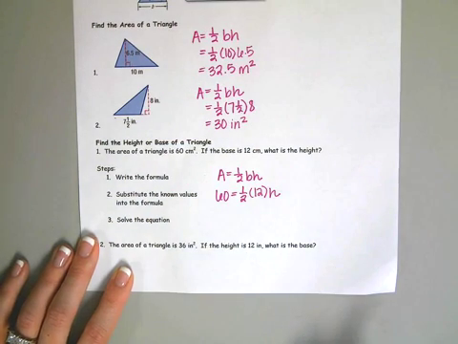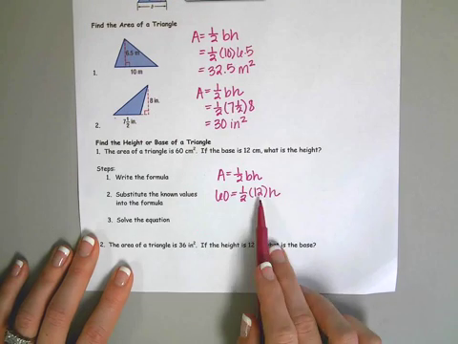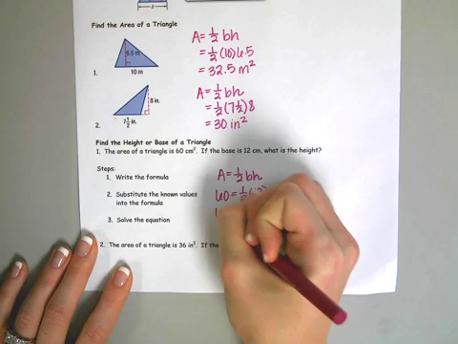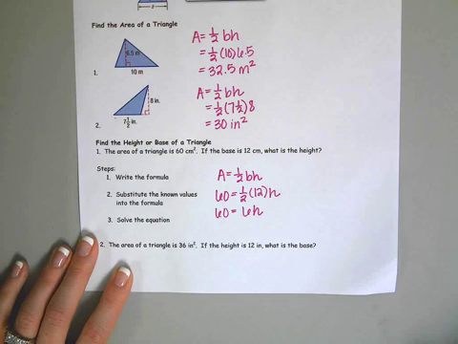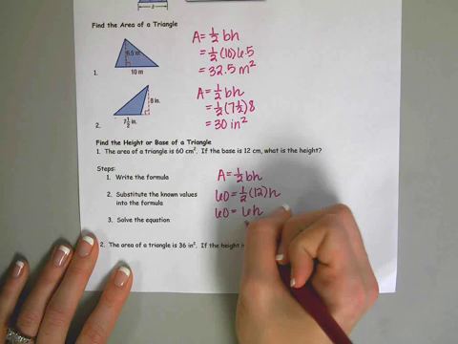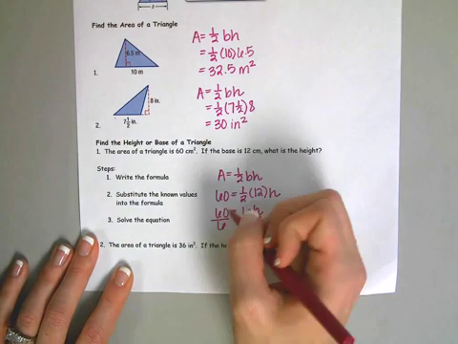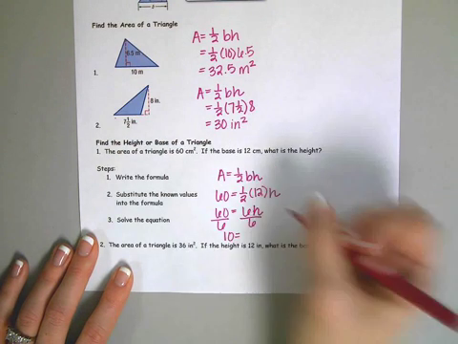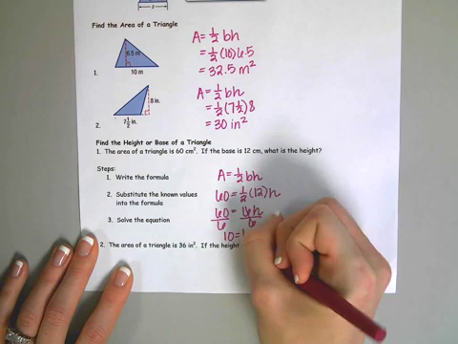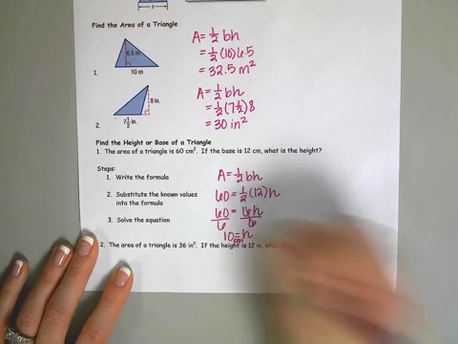Your next step is to solve the equation. And before I can solve for h, I can simplify. So I can take half of 12. So I'm going to write this as 60 equals half of 12 is 6 times h. And now I have a one-step equation to solve, and I solve by dividing by 6 on both sides. So I know that 60 divided by 6 is 10, and I know that I'm left with h. So I know that the height would be 10 centimeters, since centimeters is our unit.